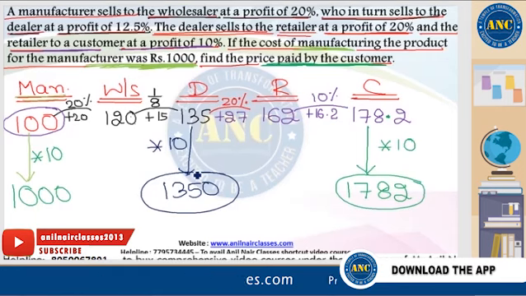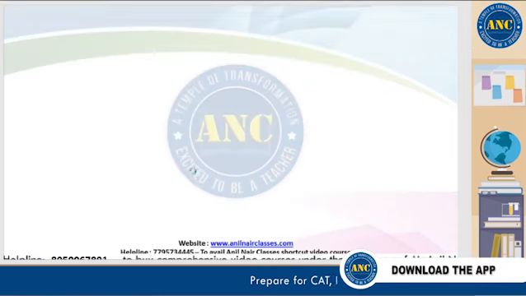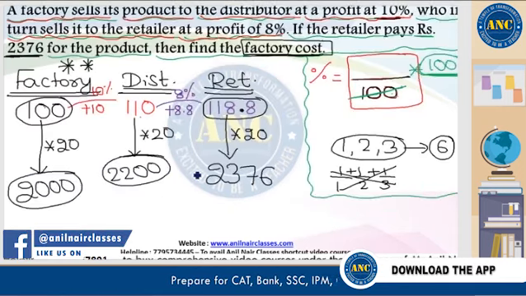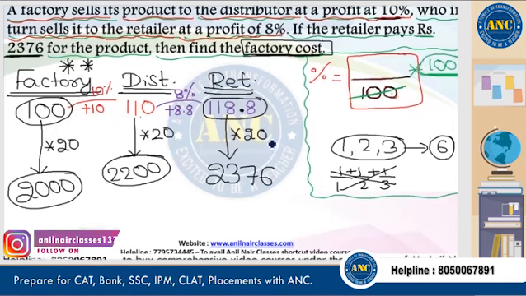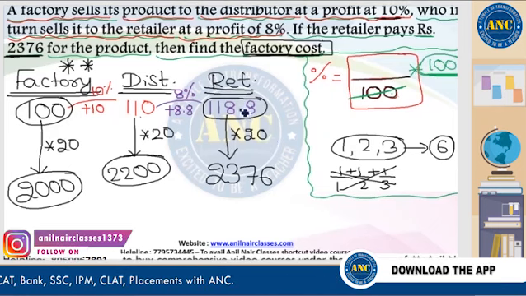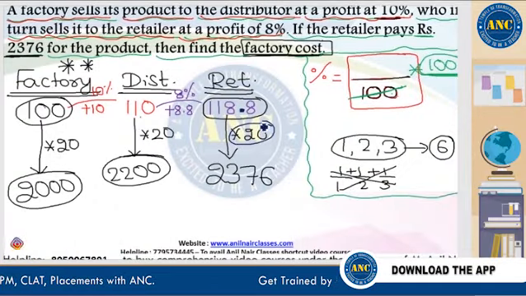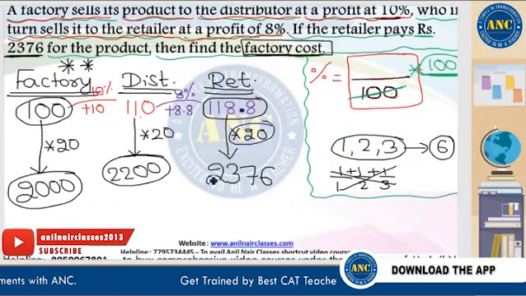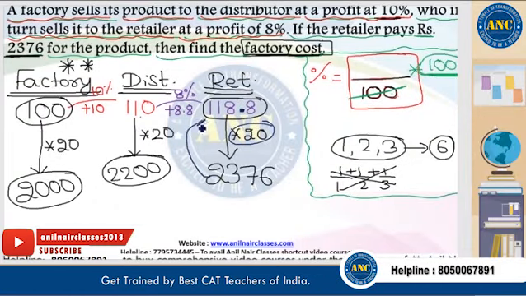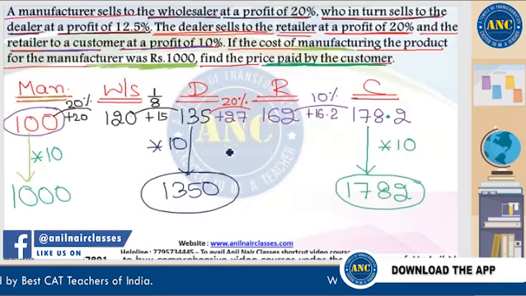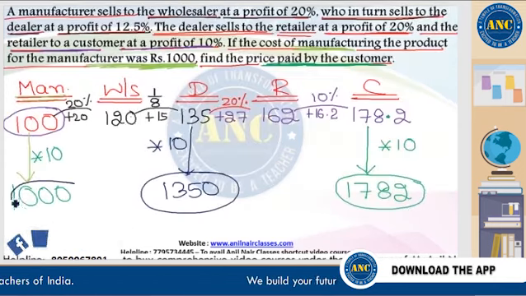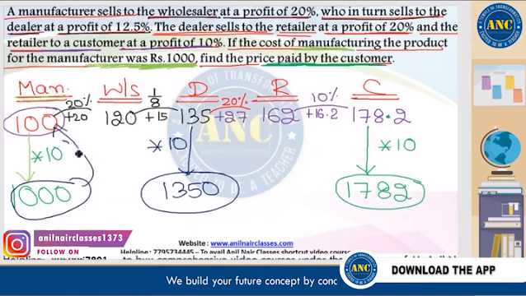Kindly comment in the live chat, sir. This question and the previous question, I believe it is clear for you. Jagdish, I believe it is clear for you, sir. 118.8 into which number is 20? Or in simple language, Jagdish, 2376 divided by 118.8. It is 20. Here also, Jagdish, 1000 divided by 100. It is 10.